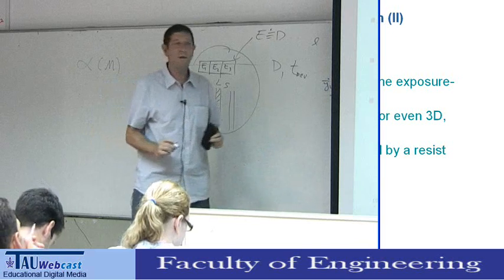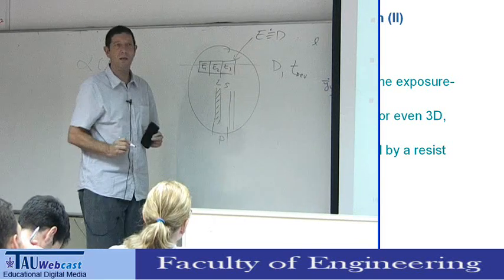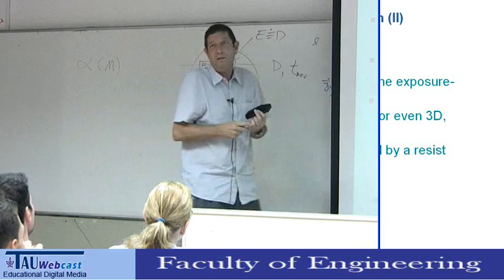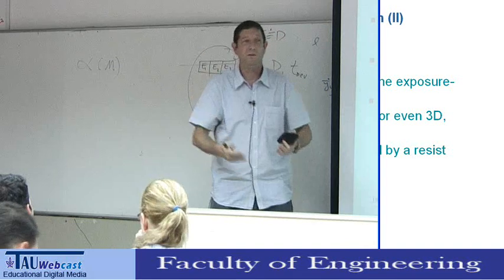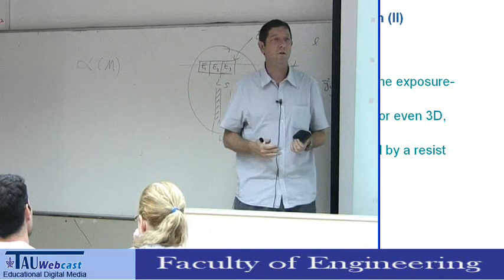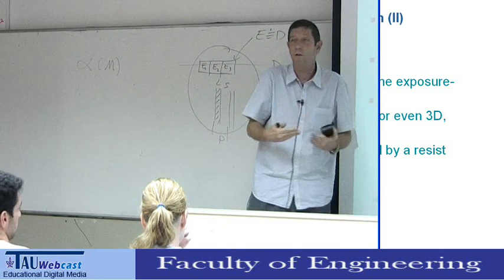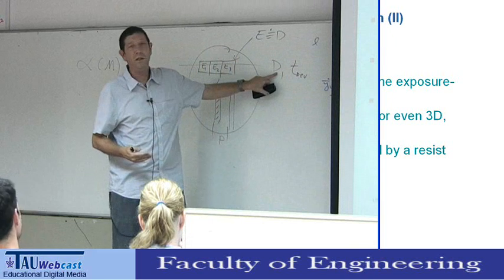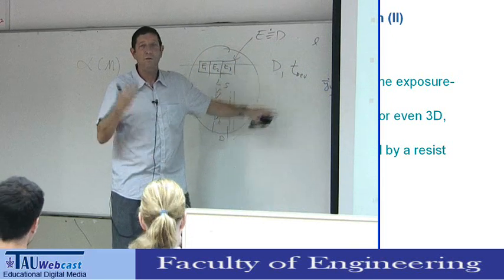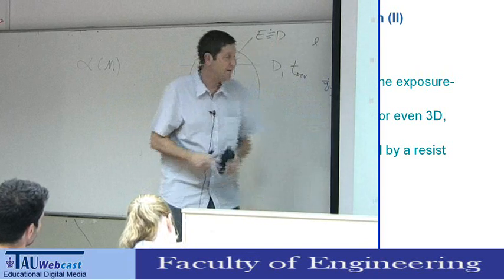And you can plot the pitch or the critical dimension, the line width or the space, basically any variable that you like. You can measure the slope of the photoresist, you can measure the width of the photoresist. You can define whatever function you like, and you can plot this function as a function of D and T development.